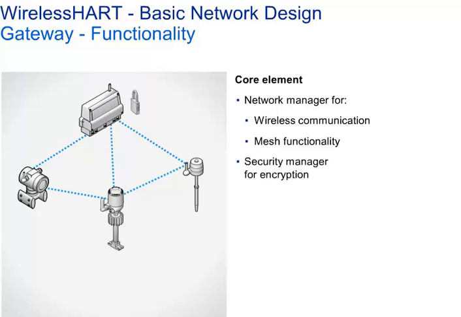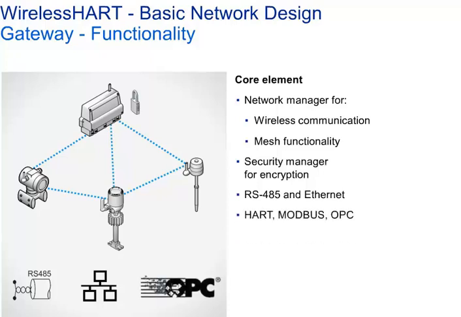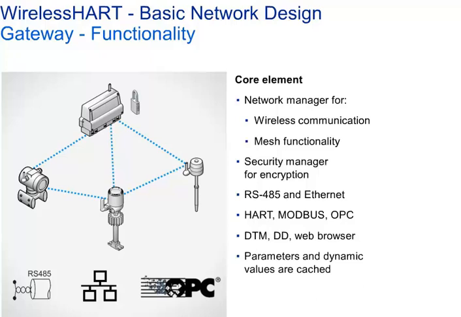Regarding the gateway interface to the control system, most WirelessHART gateways offer RS-485 as well as Ethernet. Both interfaces transmit the HART or Modbus protocol. OPC connectivity can be realized via a HART OPC server. It can be configured via a Device Type Manager, DTM, or a Device Description, DD. Furthermore, most gateways provide a web interface for direct access via a web browser. The WirelessHART gateway caches parameters and dynamic values and makes them available to the host.